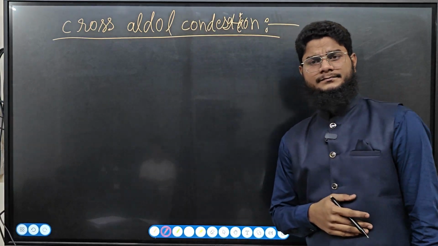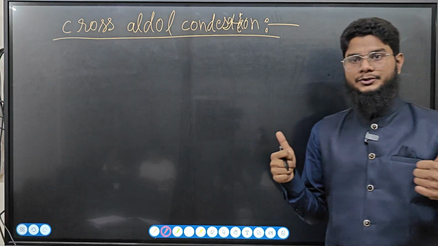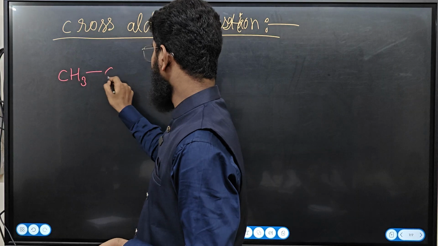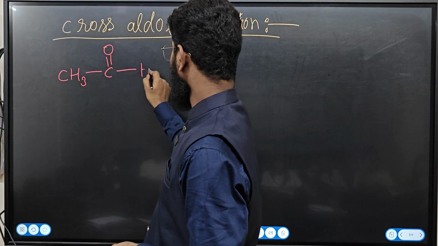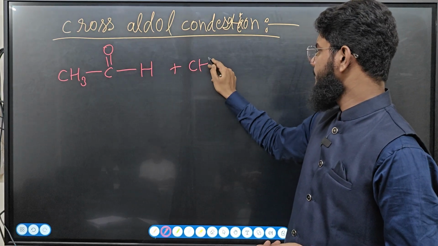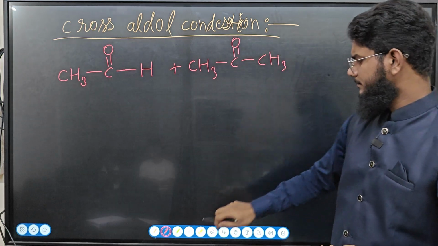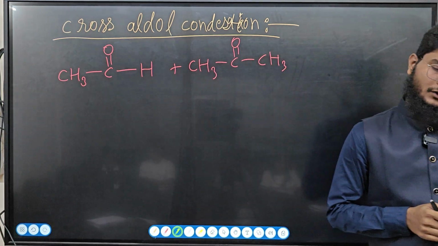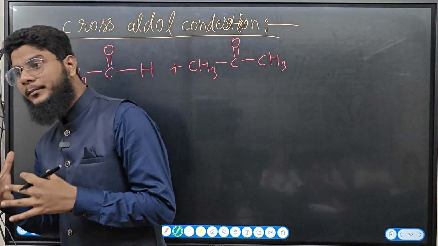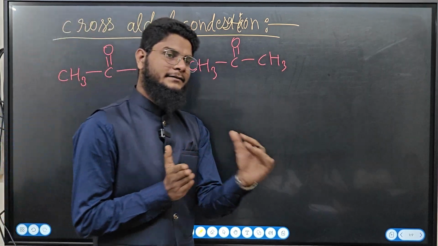Cross aldol condensation. We need two molecules and both should be different. So suppose we have taken one is acetaldehyde and another is acetone. In case of cross aldol reaction, the number of products is very important. How many products can be formed is the more important part as compared to the mechanism part.